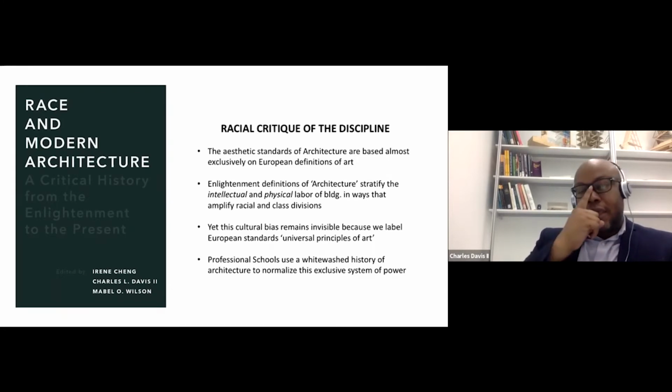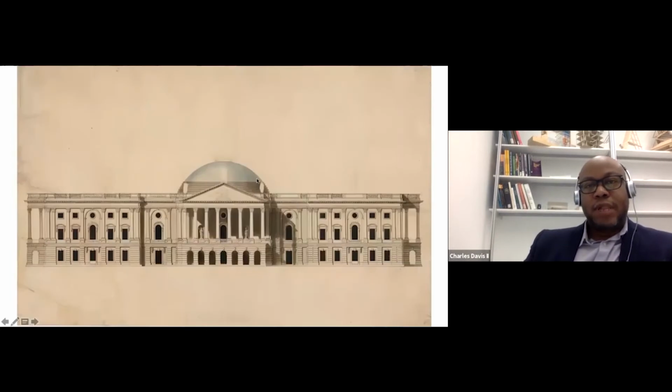And I'll show you a couple of case studies from the volume that show why this tends to amplify racial and class divisions. And lastly, professional schools tend to use a whitewashed history of architecture to normalize this exclusive system of power. So it's very difficult to expect students to be able to read through and to be critical of these ideas, principles, and standards when we're not giving them the language and vocabulary to critique these cultural biases. And so within the volume itself, there are just a few examples that I want to talk about. I mean, there are many.